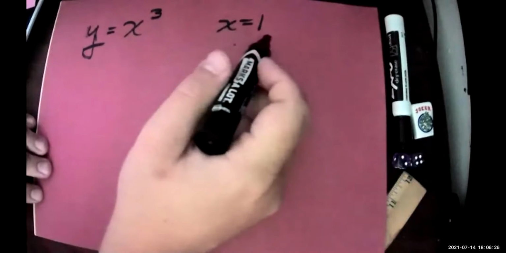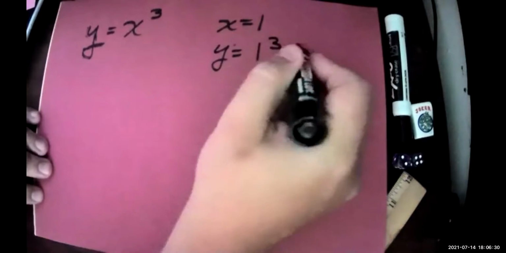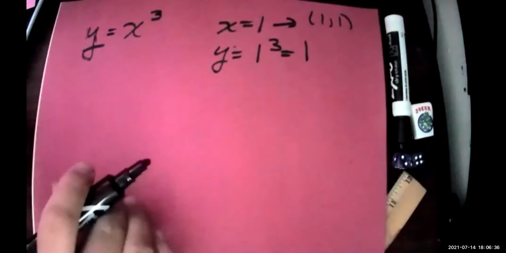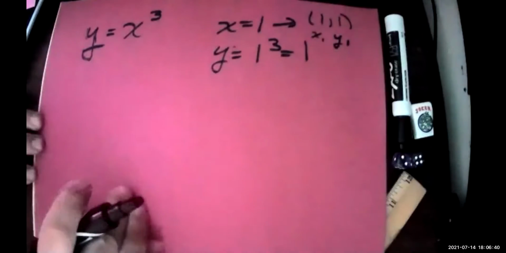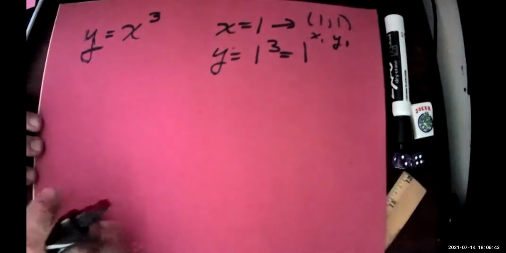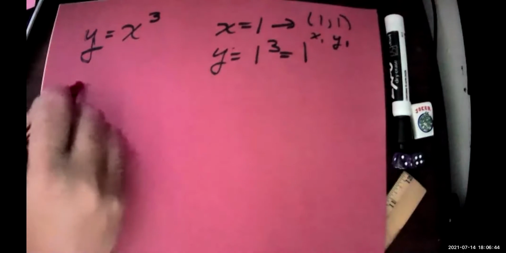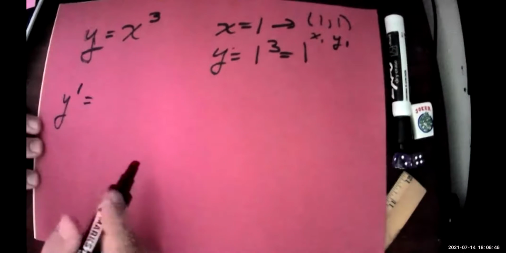By the way, if x equals 1, y is going to be 1 cubed, which means it's also going to be 1, which means that this is the point 1 comma 1, and that will come into play later on when we're trying to write the equation of the line. That's going to be our x1 and our y1 in our formula for the point slope. First, let's figure out what is the derivative. Now, the good news is I don't have to find the limit. I can use my trick.